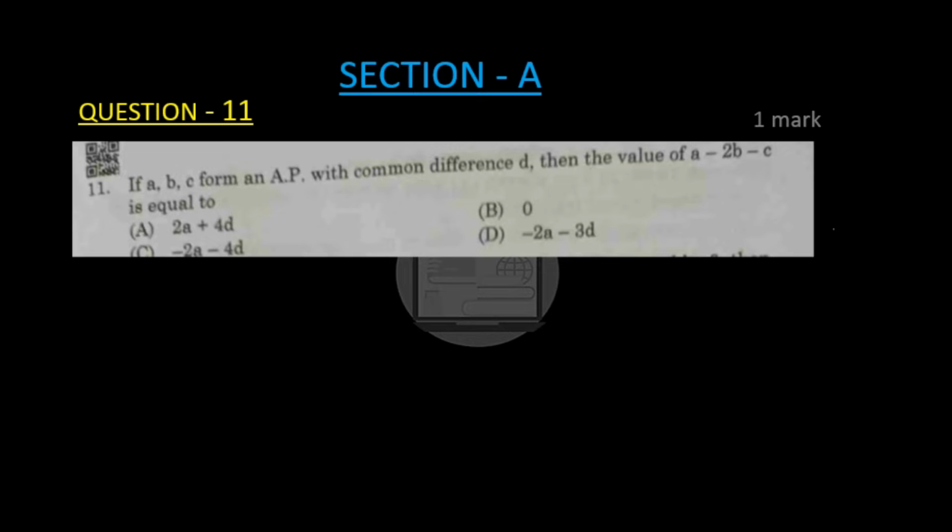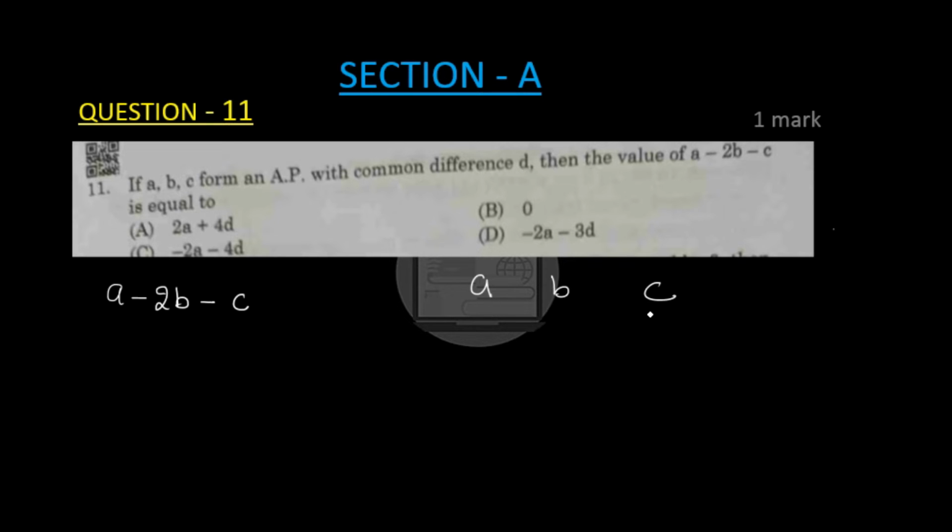If A, B, C form an AP with a common difference of D, then the value of A minus 2B minus C is equal to which of the choices given below? So now how to solve this question? If we look at the choices, they are all in terms of A and D. So what we will do is we'll try to write A, B and C in terms of A and D. Here in our expression A minus 2B minus C.